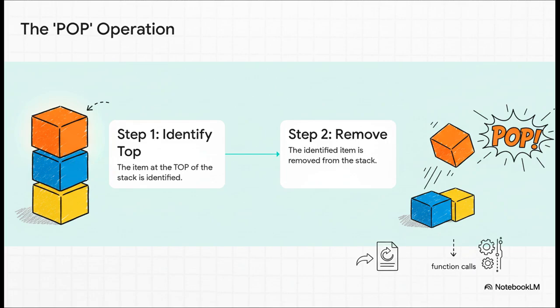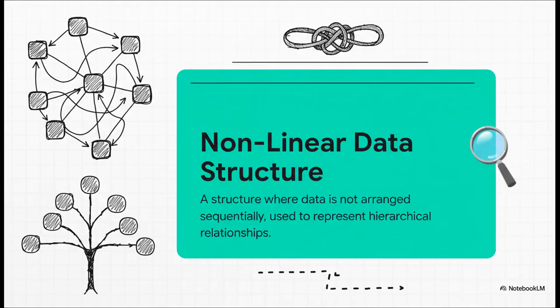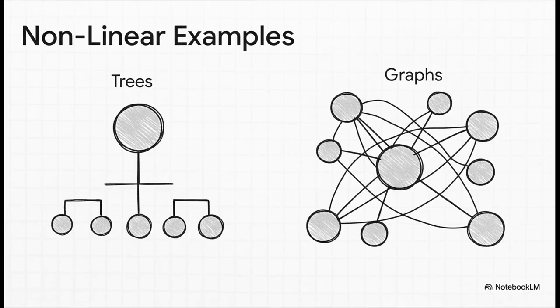But hey, not all data fits neatly into a straight line, does it? Sometimes the most important thing isn't the sequence at all, but the complex connections between all the different items. This is where nonlinear data structures come into play. Here, the data isn't in a simple A to B to C sequence. Instead, this type of structure is all about showing relationships, hierarchies, networks. Think less about a line and more about a web. The two classic examples you'll always hear about are trees and graphs.